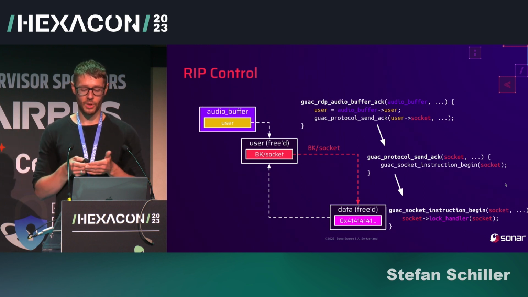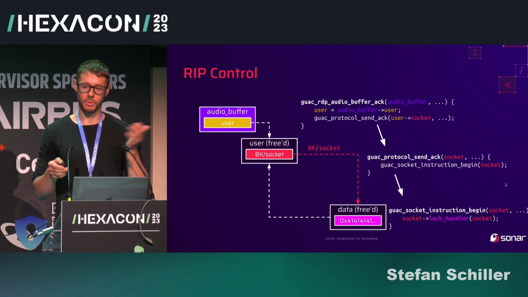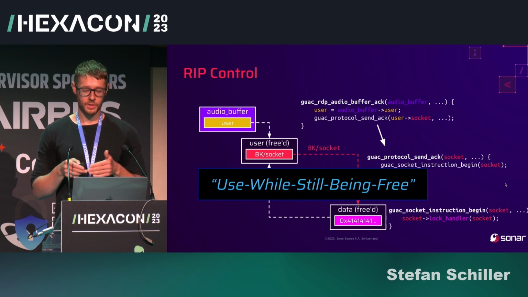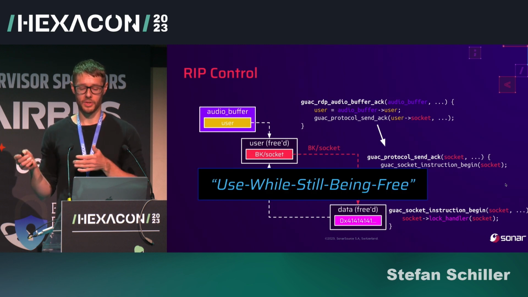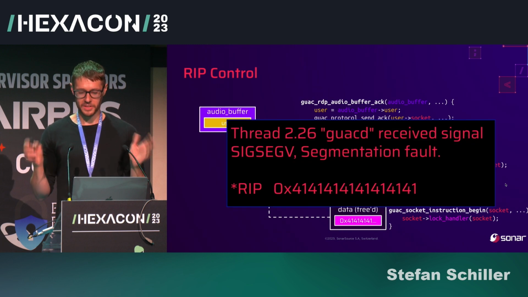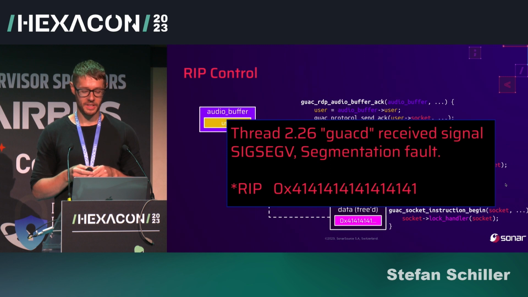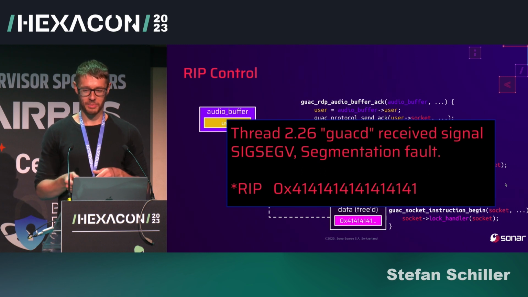When the audio channel is closed, our fake socket is referenced to the heap metadata backward pointer, and the lock handler is called, which we can control. So both data structures, the user and the socket, still reside within free memory at this point. So this is a use-while-still-being-free approach. Once the lock handler is called, we get this, a nice segmentation fault. A few words can be so beautiful, but unfortunately, there's a little problem with this approach.